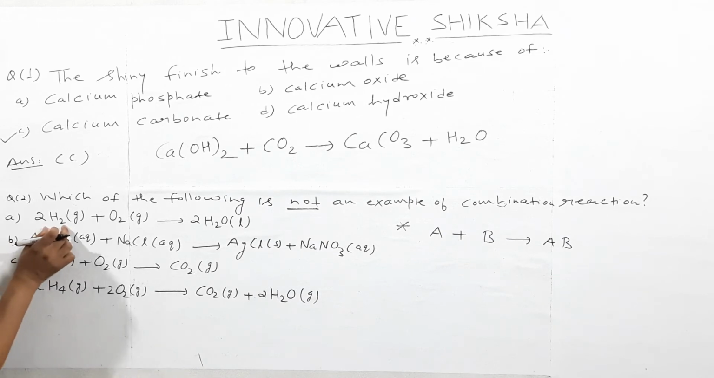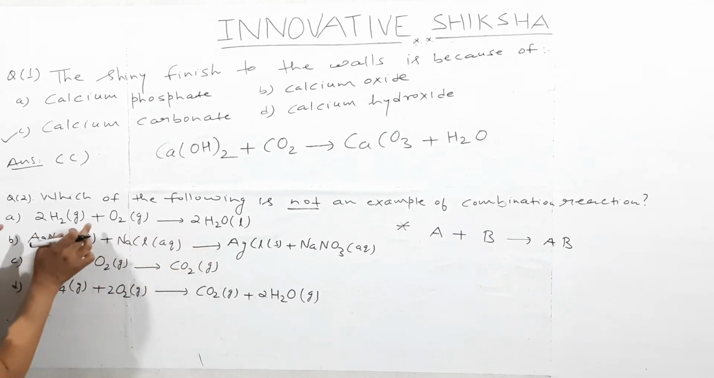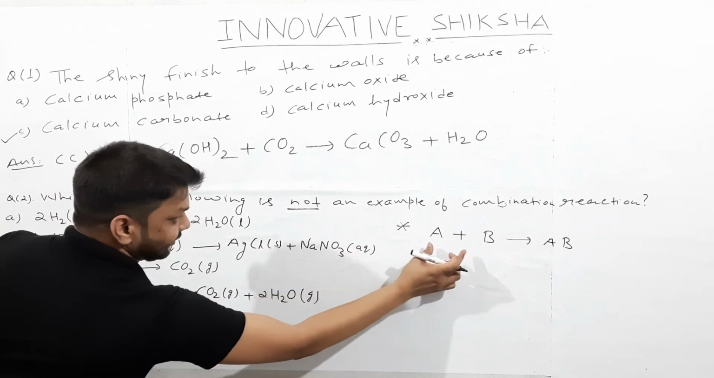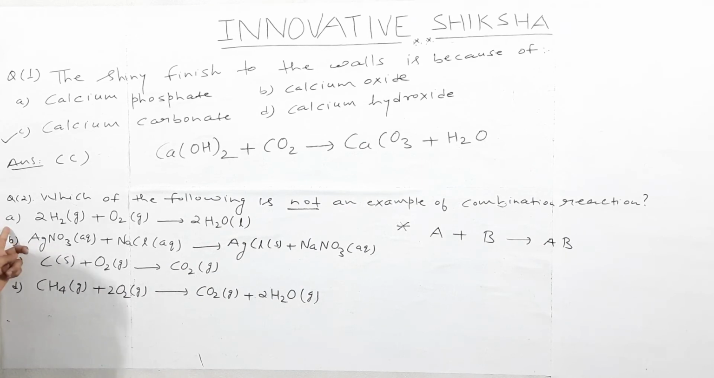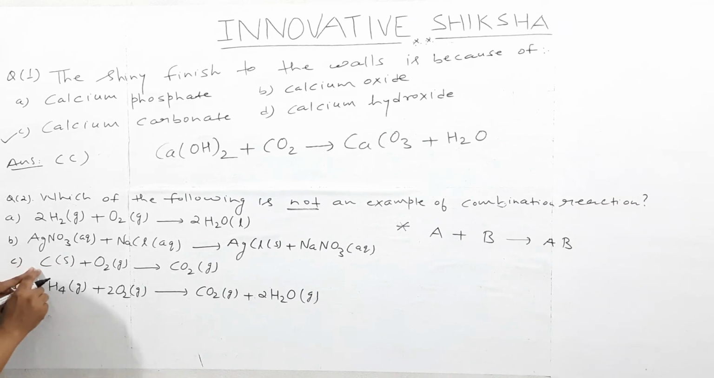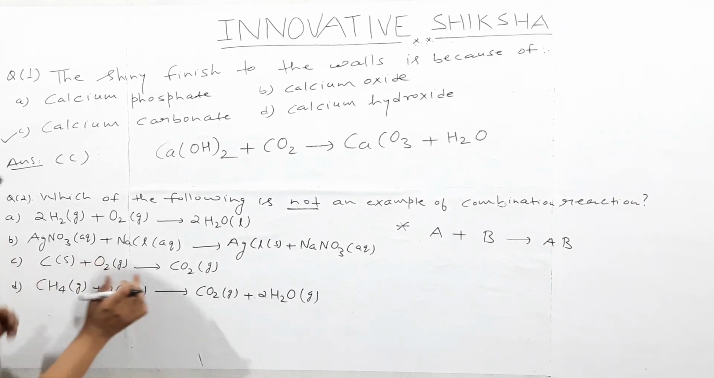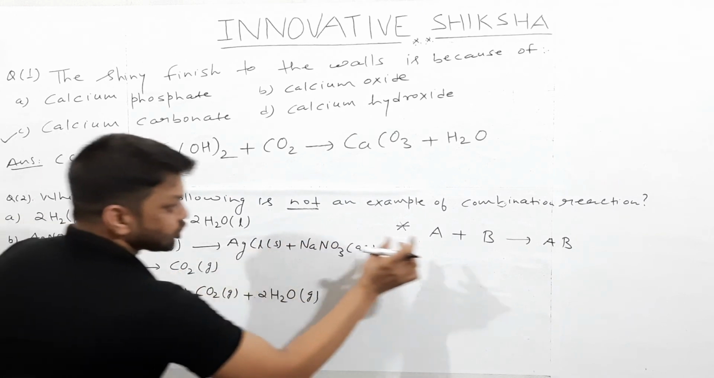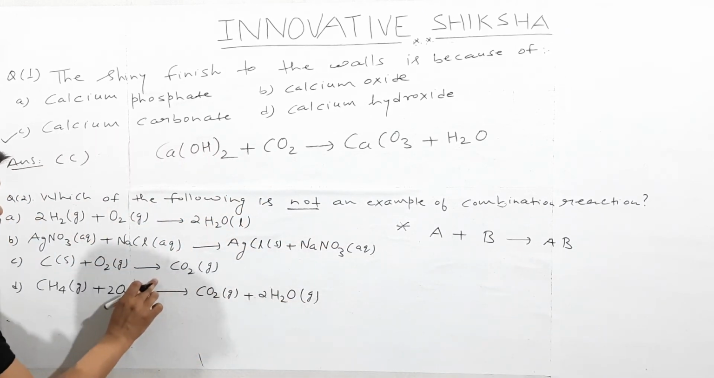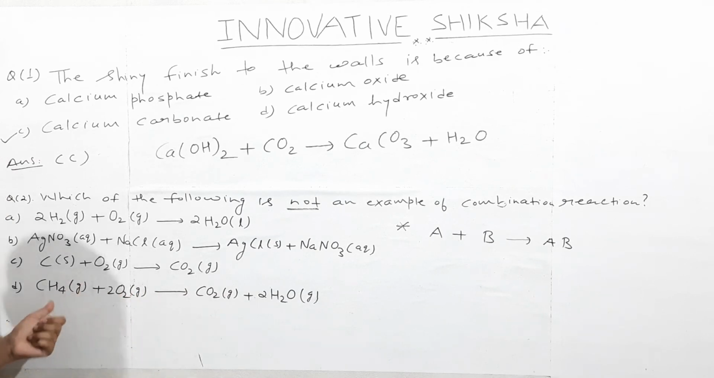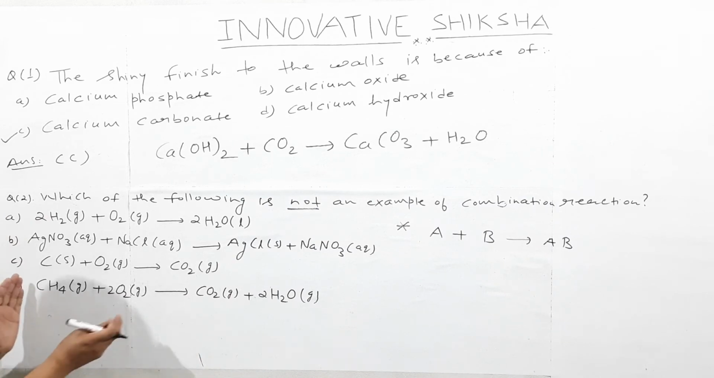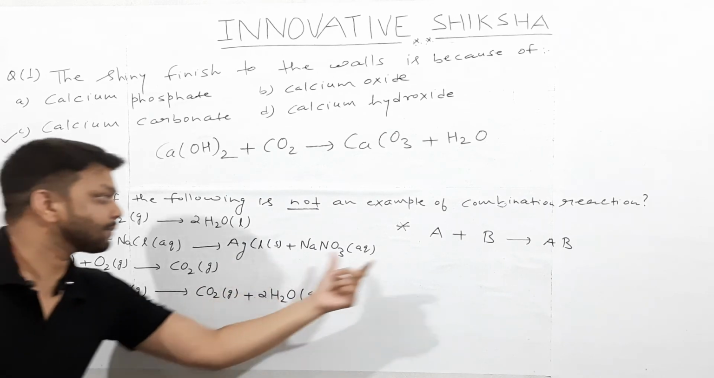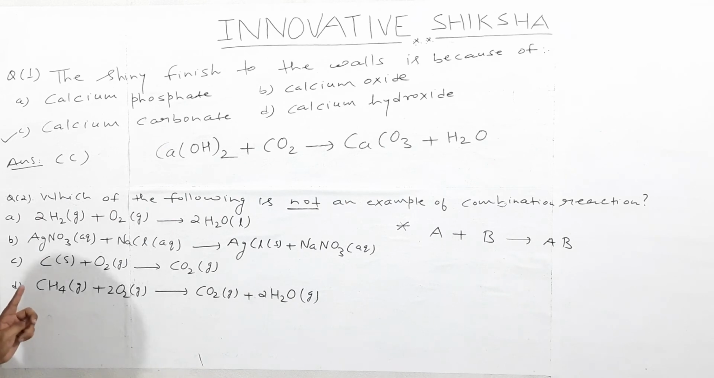Here you can see 2H2 plus O2 gives 2H2O. This equation is very similar to the general form, therefore it is an example of combination reaction, so this will not be our answer. Let us come to the next one, C. Here carbon plus oxygen combines to form carbon dioxide. So it is also an example of combination reaction, and not our answer. Come to the last one, CH4 plus 2O2 gives CO2 plus 2H2O. Here also you are getting a similar type of equation, therefore this is not our answer.